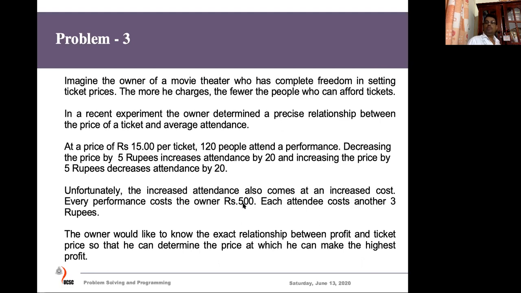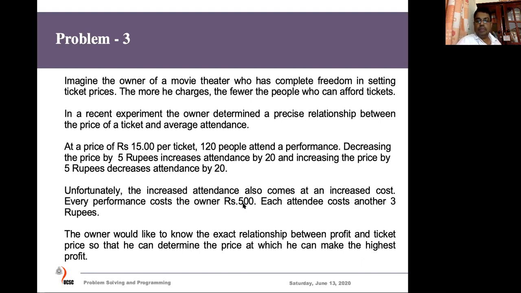So how many functions can you identify there? I will give you some help so you can identify several functions. First of all, we can identify an income function. Inside the income function, you calculate the income, that is ticket price into number of attendees. Then you write a function to calculate the expenditure. The expenditure function has a fixed cost, that is 500, plus 3 into the number of attendees, right?